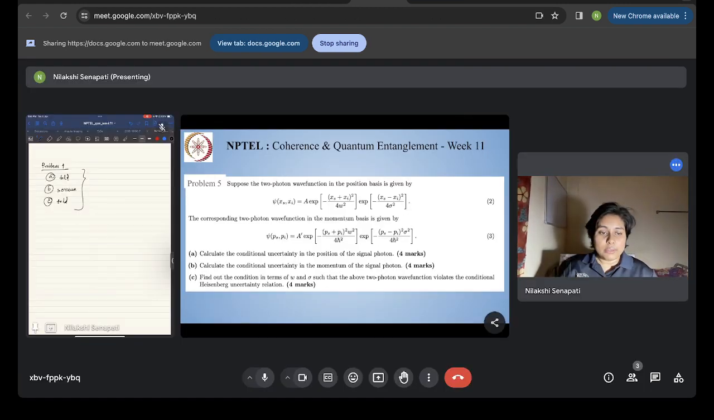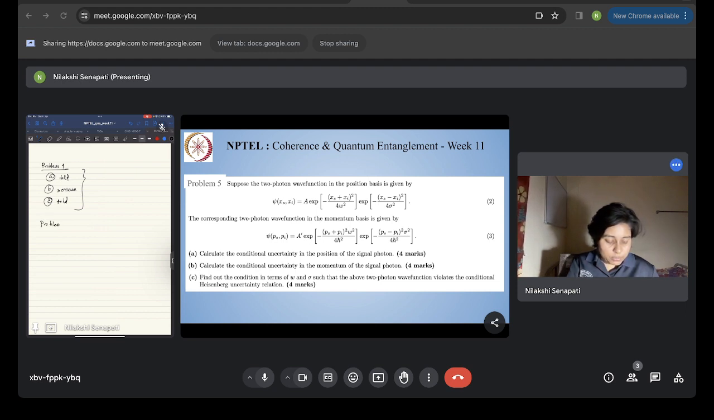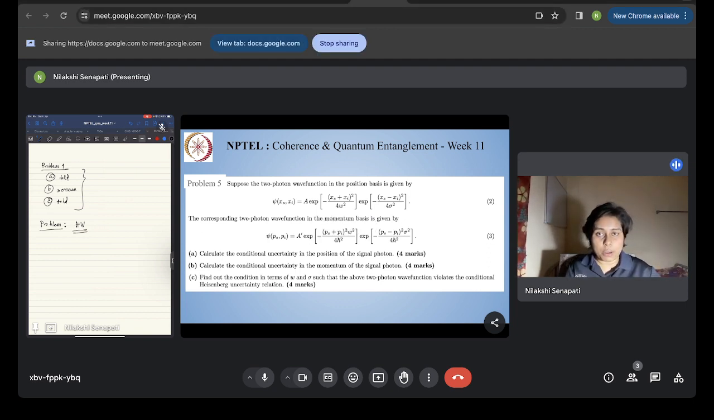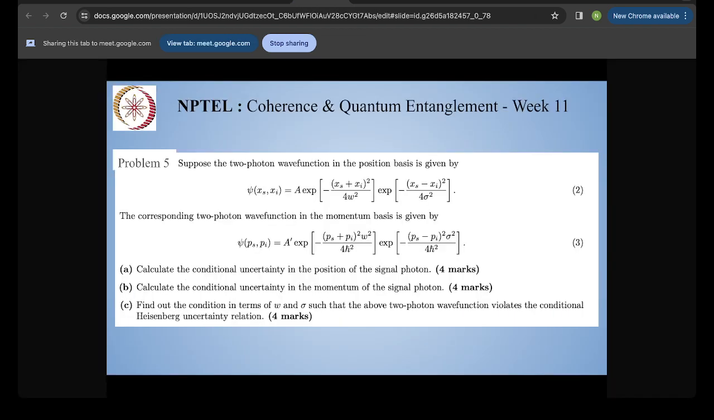Now this problem 5. I will just tell you this problem and give it to you as a homework problem, and we will start the next class with it. Suppose the two-photon wave function in the position basis is given like this, which is just a Gaussian Schell-model kind of thing. The corresponding two-photon wave function in the momentum basis is like this. Now calculate the conditional uncertainty in the position of the signal photon, calculate the conditional uncertainty in the momentum of the signal photon, and find the condition in terms of omega and sigma such that the above two-photon wave function violates the conditional Heisenberg uncertainty principle.